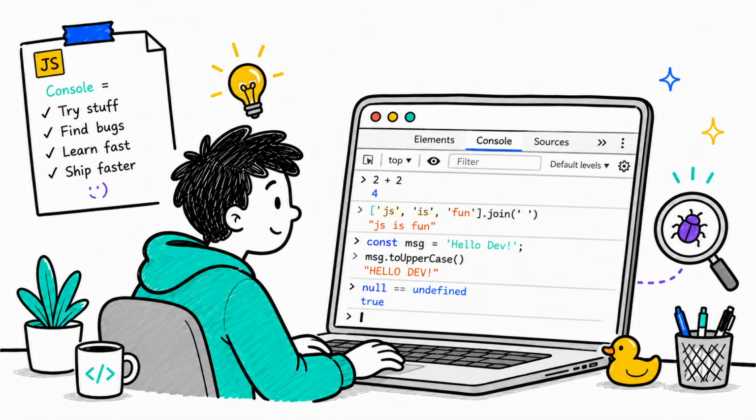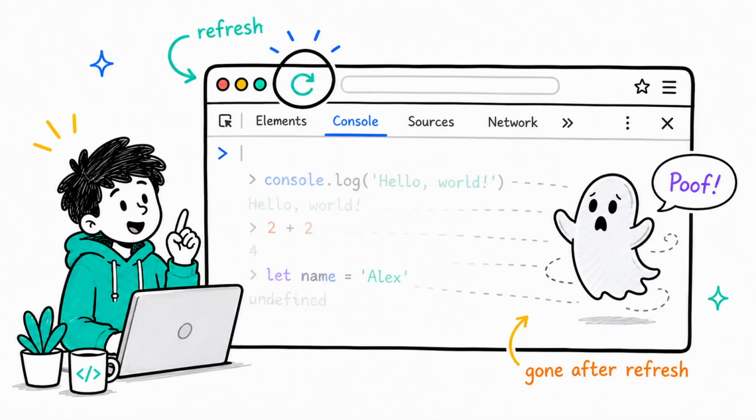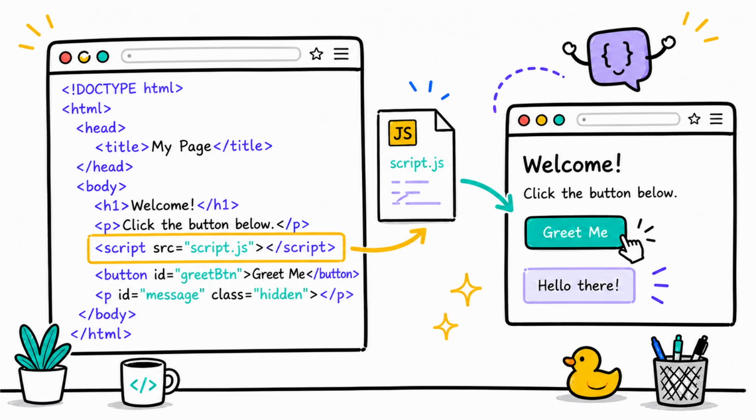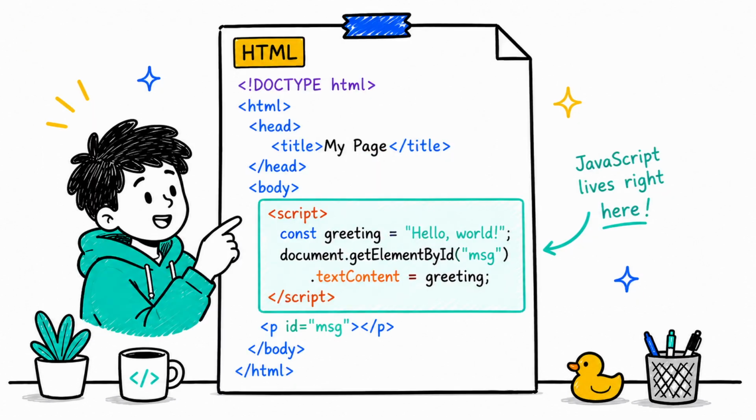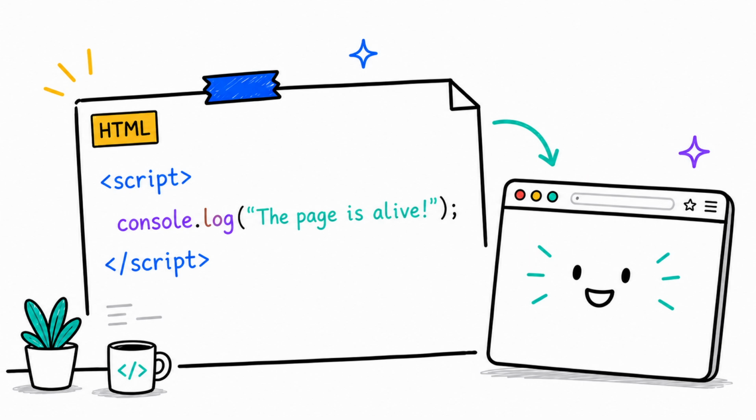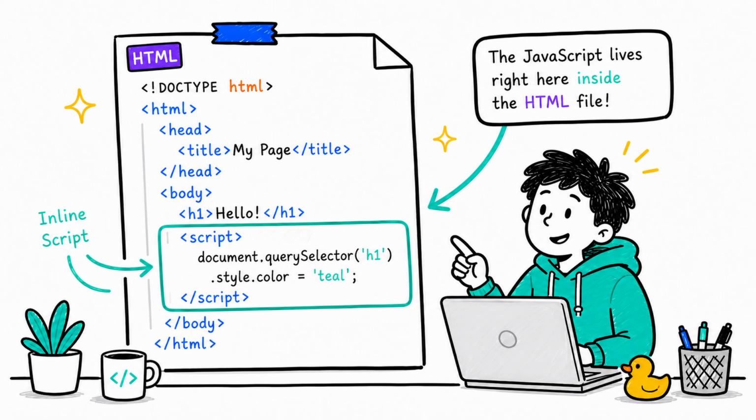The console is useful for testing ideas and investigating problems. But code entered there is temporary. Refresh the page and your experiment is gone. To make JavaScript part of a website, we use the HTML script element. One option is to place JavaScript directly inside it. For example, <script>console.log("the page is alive")</script>. This is called an inline script.